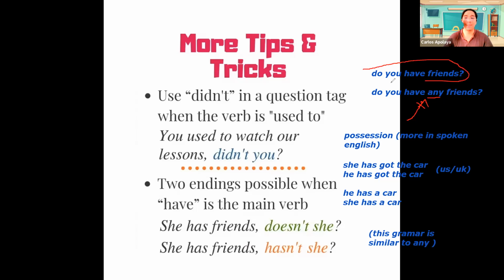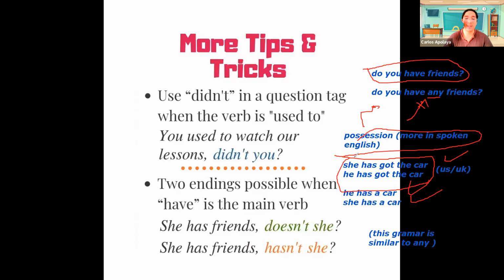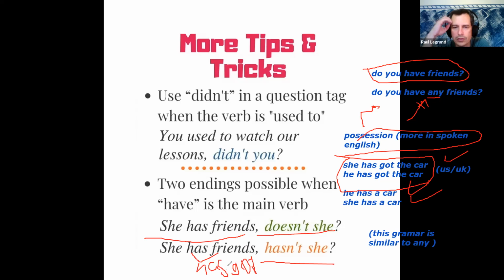So try using any. So when you want to talk about possession, this is okay, this is okay, and this is okay. But they do this unconsciously. They prefer to use has got instead of have or just have. I don't know the reason, because they do this unconsciously. This is a grammatical process that they have in their mind, and there is no reason. So this is the reason that we have here, she has friends, and then we have doesn't she or hasn't she? Because this comes from has got. Has got, and the negative hasn't.